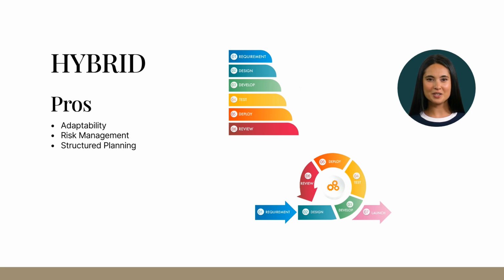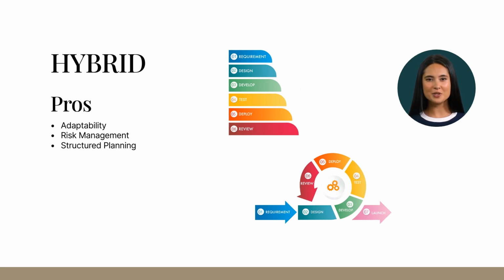Adaptability. Hybrid methodology allows for flexibility by combining aspects of both Agile and waterfall approaches. This adaptability enables teams to tailor the project management process based on the project's specific needs and requirements. Risk management. Hybrid approaches offer a structured framework from waterfall while incorporating Agile's iterative elements. This helps in identifying and mitigating risks early in the project while still allowing for adjustments in later stages, enhancing overall risk management.